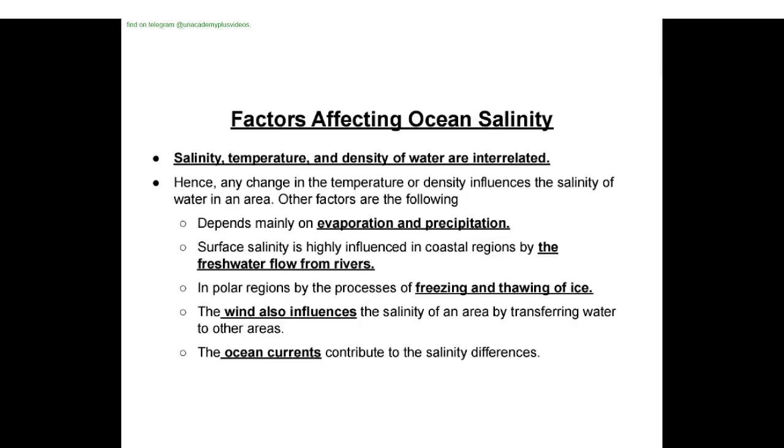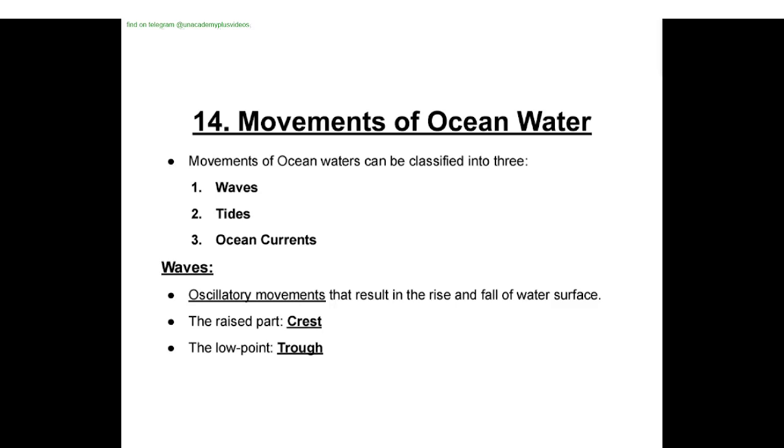Factors affecting the ocean salinity. Salinity, temperature, and density of water are interrelated. Hence, any change in the temperature or density influences the salinity of water in an area. Other factors are the following: evaporation and precipitation, freshwater flow from rivers, freezing and thawing of ice. Wind also influences salinity. Ocean currents contribute to salinity differences.